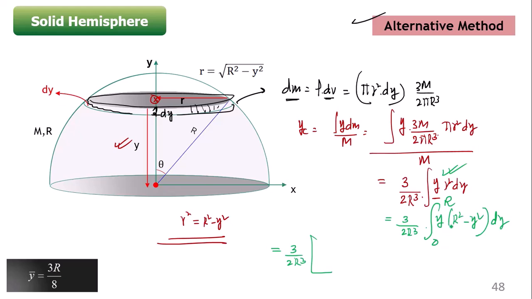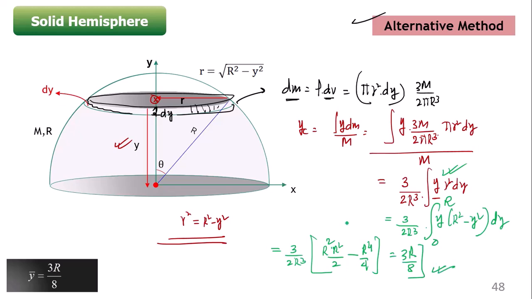The first integration is y into R square, which means y square by 2, that is R square by 2. I am writing the limit simultaneously. Next is y cube, which means y to the power 4 by 4, that means R to the power 4 by 4. So R to the power 4 by 2 minus R to the power 4 by 4 means R to the power 4 by 4. That means again I am getting the same answer, that is 3R by 8.